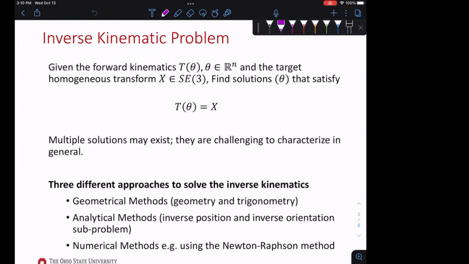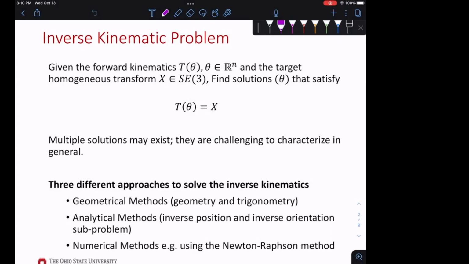There are 3 different approaches to solve inverse kinematics. We will start from the easiest one, which is the geometrical solution. You're using sine, cosine, trigonometry. I always cannot pronounce that. Trig, easier. Use trig basically to find a solution. Then you have the analytical method, where you find the inverse position and orientation. You basically divide the problem into 2 subsets, position and orientation, you find them, and then you can merge them. There are certain conditions under which you can do this.